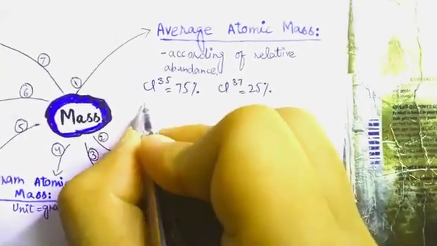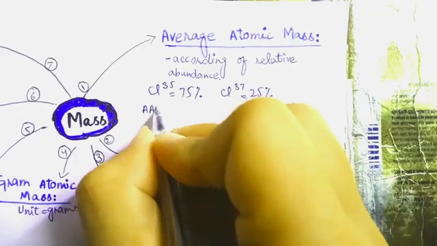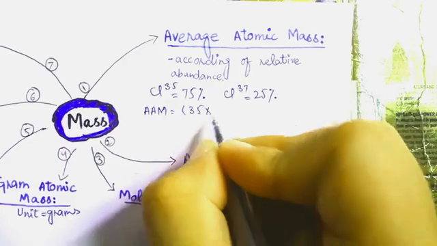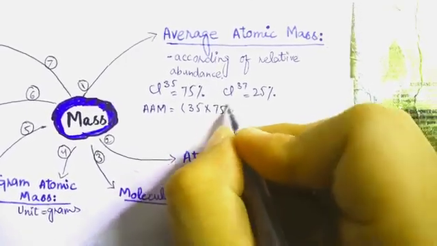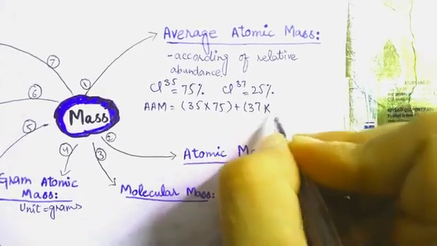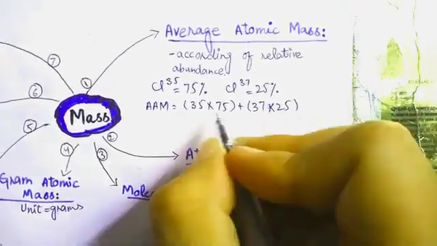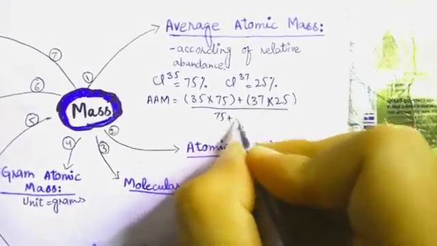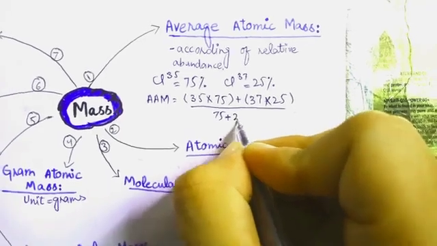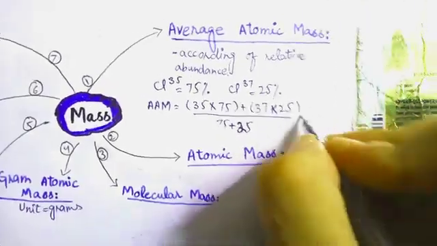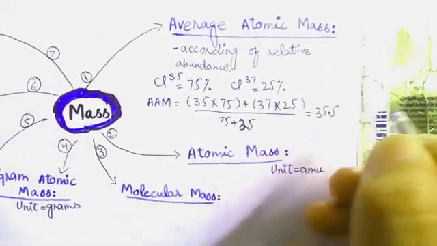Now we will calculate average atomic mass by multiplying atomic mass multiply relative abundance, plus atomic mass of second one multiply relative abundance of second isotope, and then we add both and divide by total relative abundance. The answer will be 35.5.